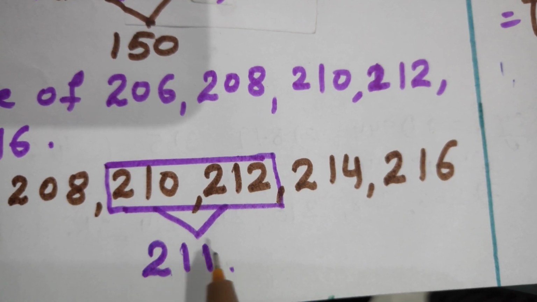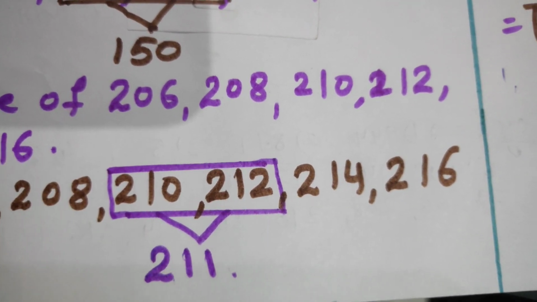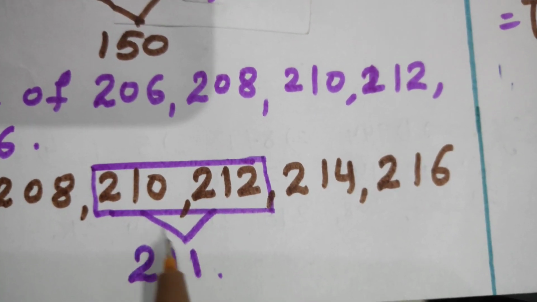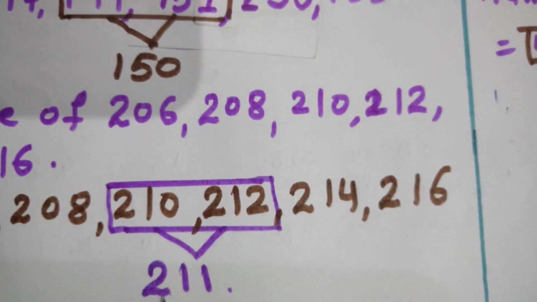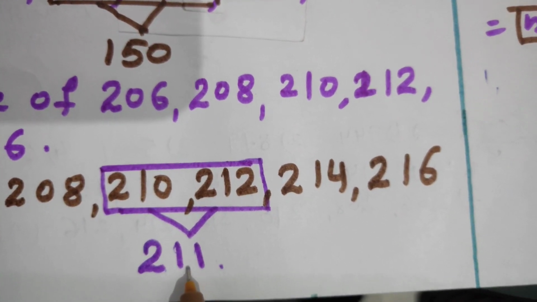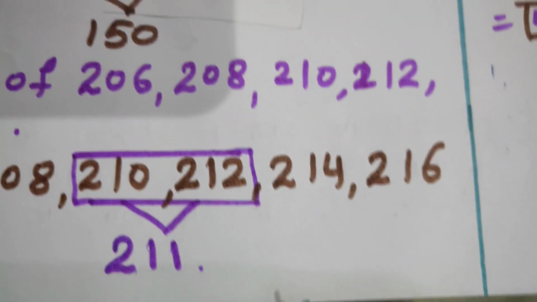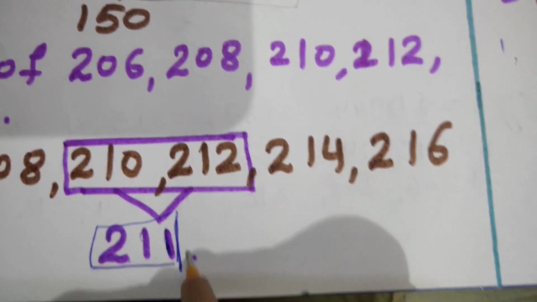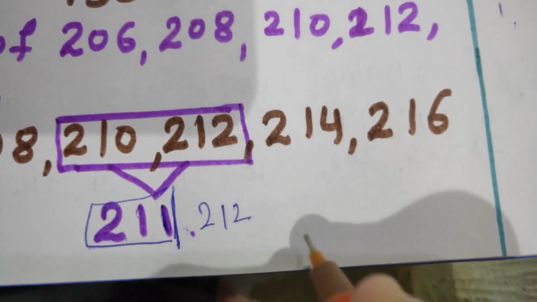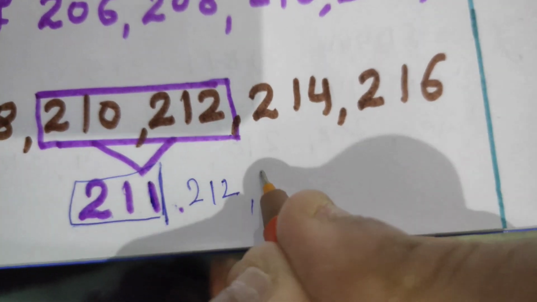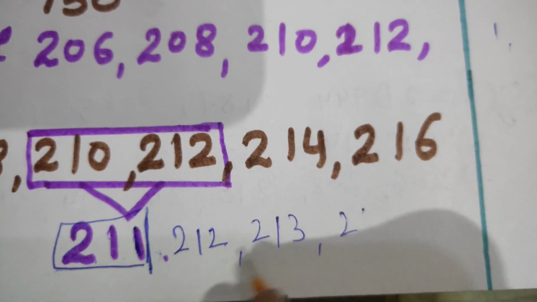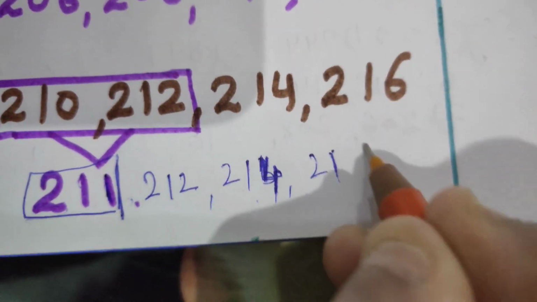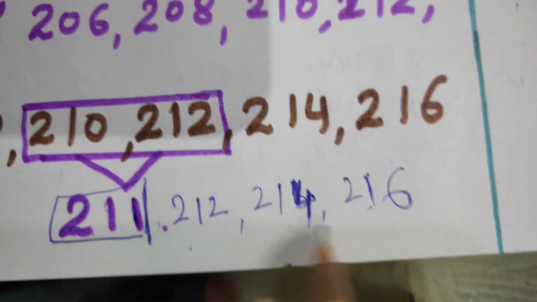Find all the numbers. So what you will do when 6 numbers are there, meaning an even number of observations? You can write 211 in the middle, right? And on both sides, what you will do? 6 numbers. So after 211, 3 numbers will be afterwards: 212, 214, 216. 3 numbers are after 211.